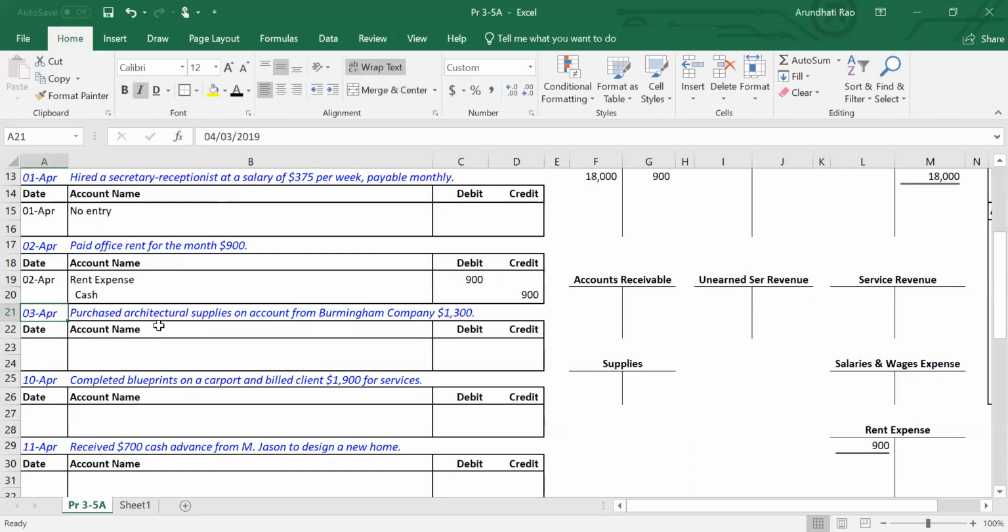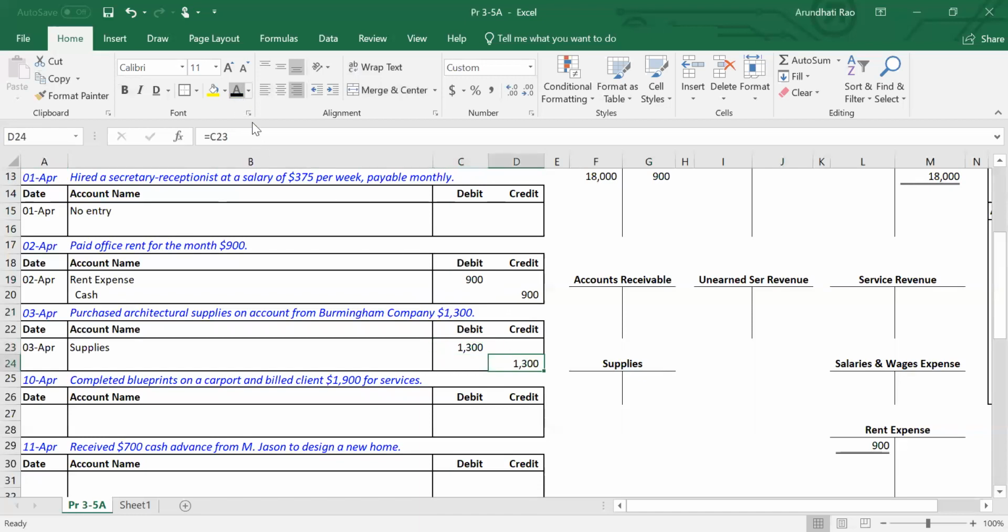I purchased architectural supplies on account for $1,300. So I purchased something. This is an account. Accounts have been affected, so this is an actual transaction. So I need to write the journal entry. What was affected? What did I get? What did I give? I got supplies. Supplies is an asset. I will use it in the business. So I'm going to debit supplies. My supplies increased by $1,300.